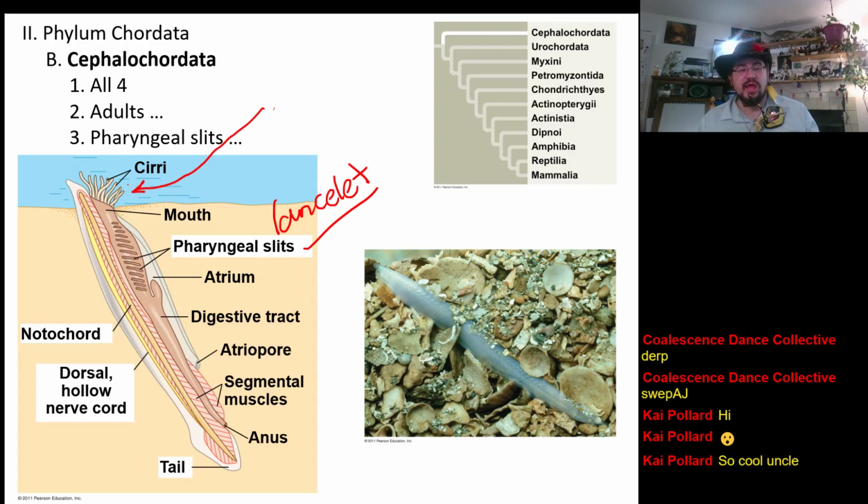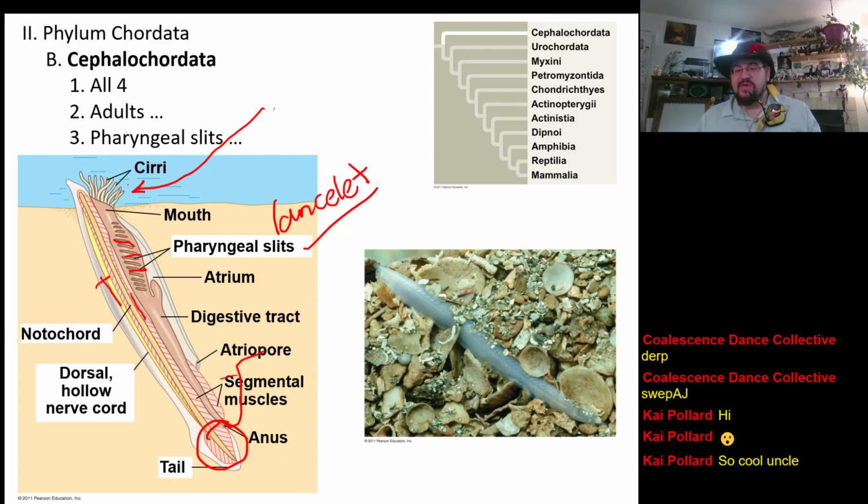Not that you need to know that, but if you look at a lancelet, you have your dorsal hollow nerve cord, you have your notochord, you have your pharyngeal gill slits, and you have your post-anal tail. All 4 features right there. Nice.